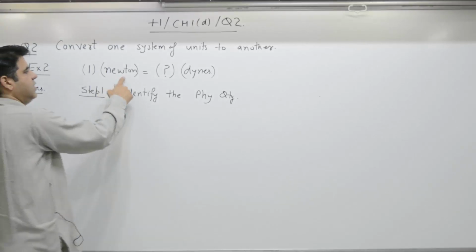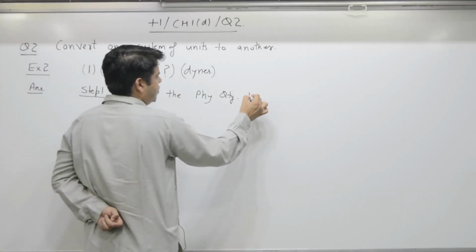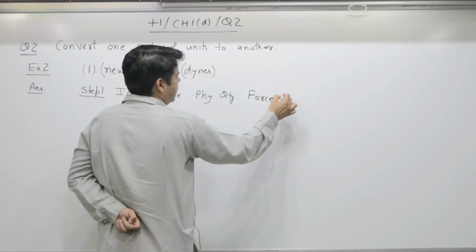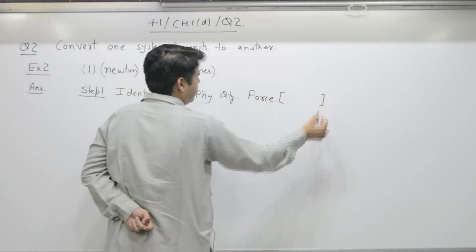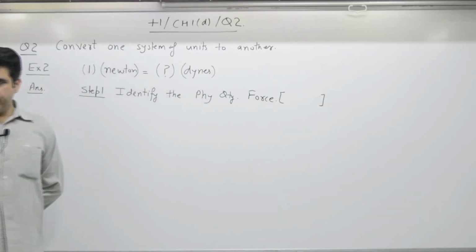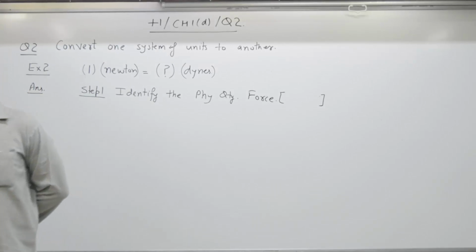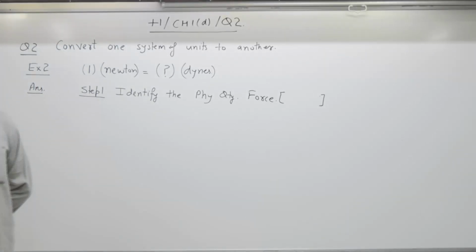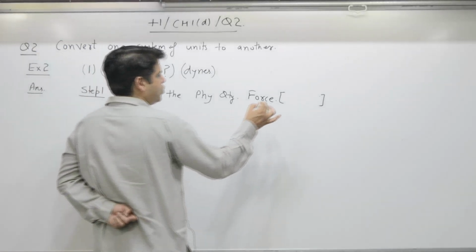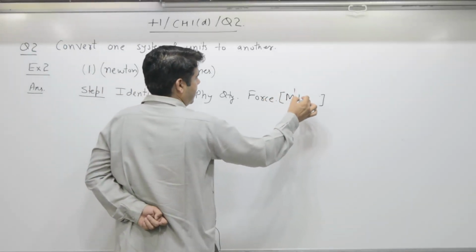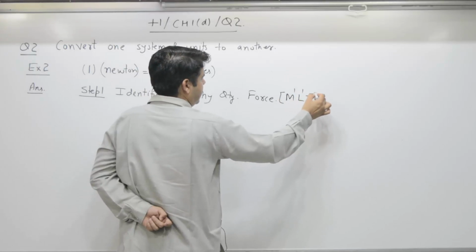Newton, dyne, that means you are talking about force. And you can also write the dimensional formula for force. In case of a given numerical, in case you don't know the dimensional formula for a physical quantity or a constant, then you can refer to the table. Fine. Here, it is known to you. [M1 L1 T-2].